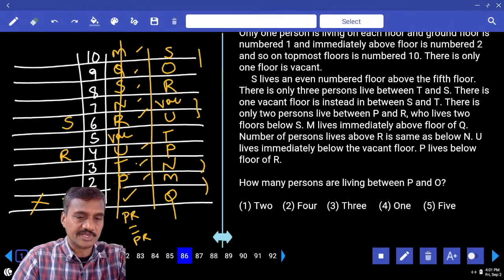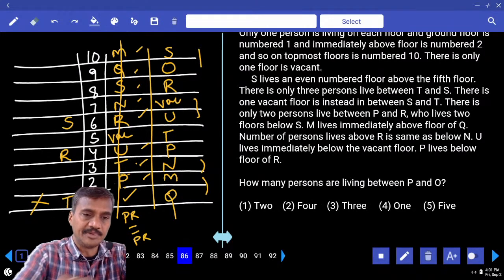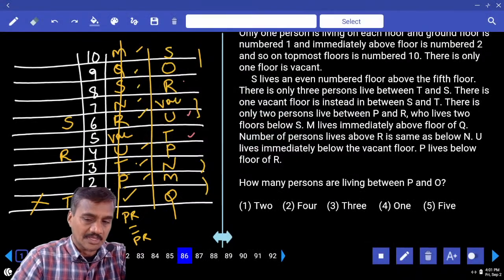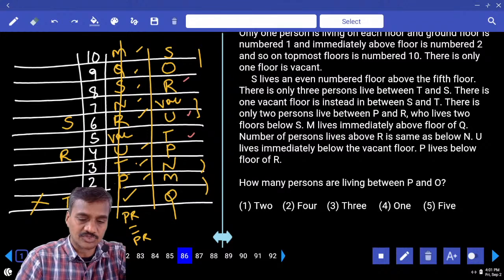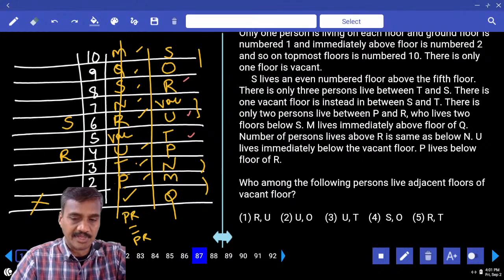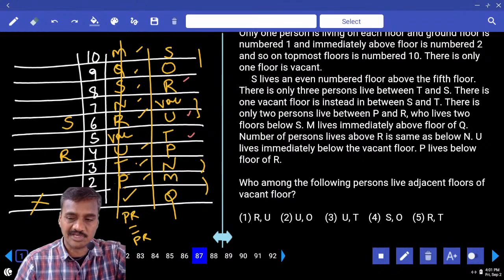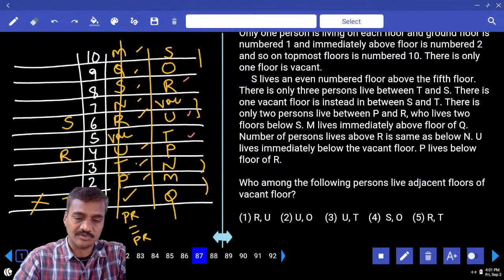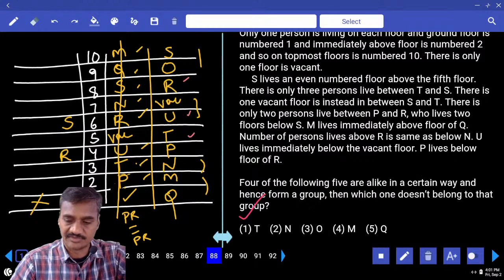How many persons are in between P and O? In between P and O, number of persons: 1, 2, 3. There are 3 persons between P and O, choice 86. And who among the following persons live adjacent to the vacant floor? Vacant floor adjacent R and U. R and U, choice 87.